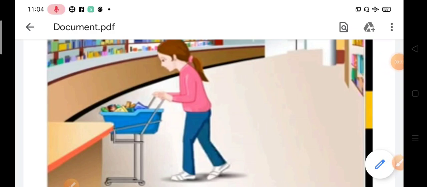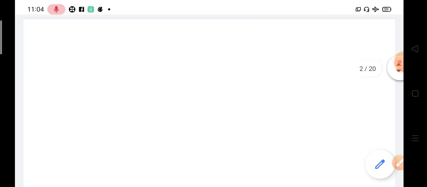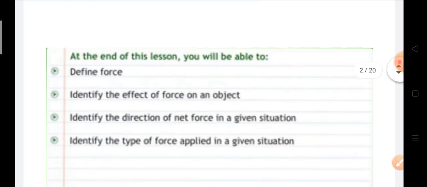Hello students, today we are going to begin with chapter 9, Force and Pressure. Now here in this picture you can see that this girl is pushing a load. She is applying a force, she is pushing this load to move it. So this is what pushing is, it is a type of force.